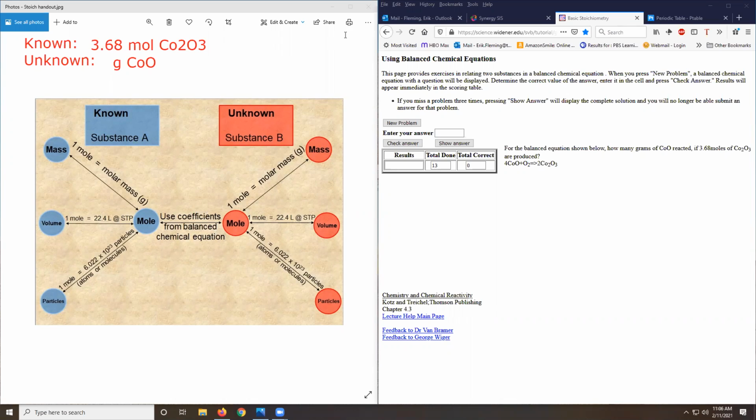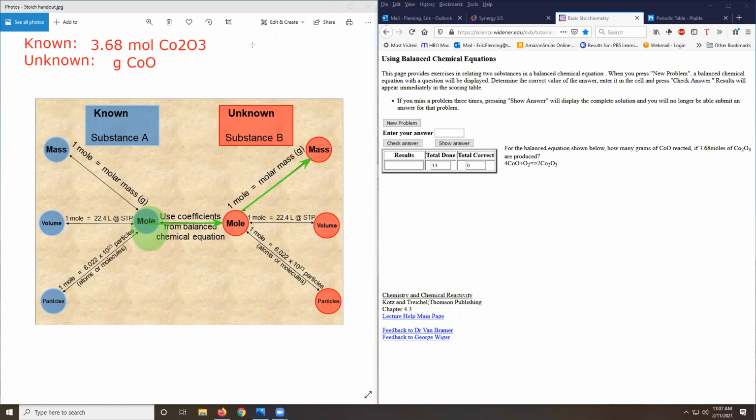So step one, balance the chemical equation. Step two, known and unknown. Now step three is setting up my problem. If I know that I have moles, I am starting at moles right here, moles of the known substance. I'm going to need to go from moles of one thing to moles of another, and then I need to get to grams. So I'm going to go from moles to mass.